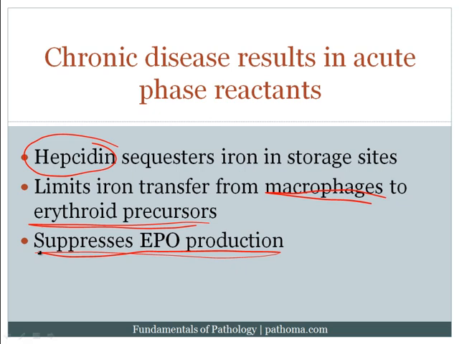And so what the body does is it releases hepcidin to hide away the iron so that the iron is not available for the bacteria. And that, theoretically, would then result in lack of the ability of the bacteria to divide and to thrive. But obviously, in chronic disease, there is no infection. However, the effects of hepcidin are still felt. And so this is called anemia of chronic disease.